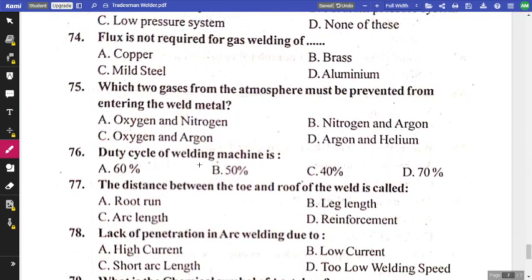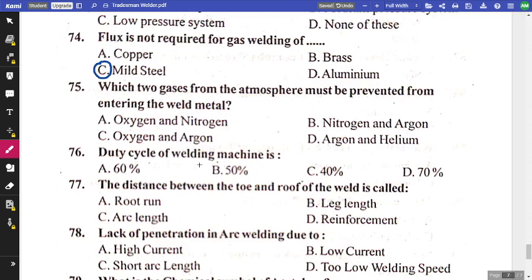Flux is not required for gas welding of: copper, brass, mild steel or aluminium. For mild steel, flux is not required. For mild steel, we will not be using any flux for gas welding.